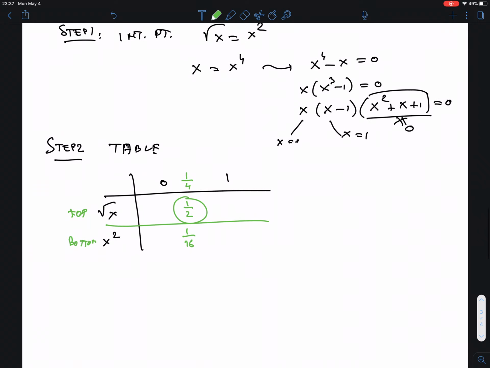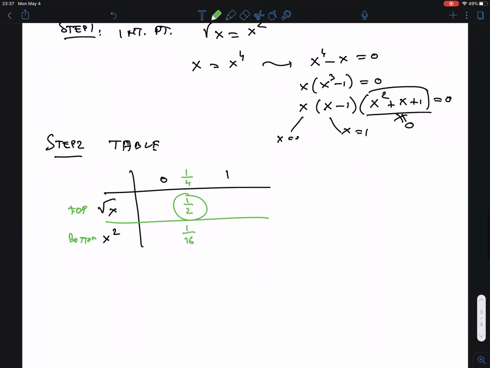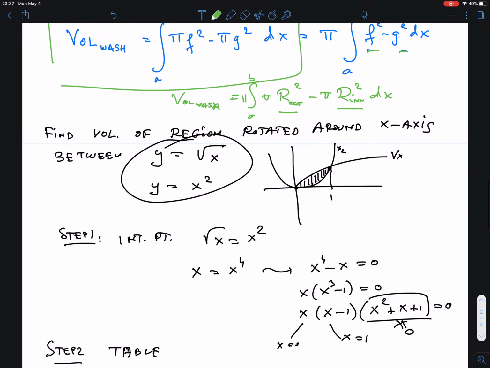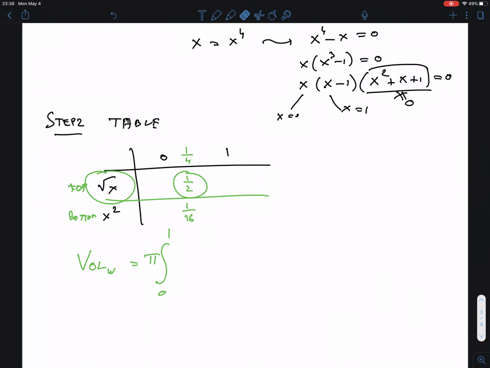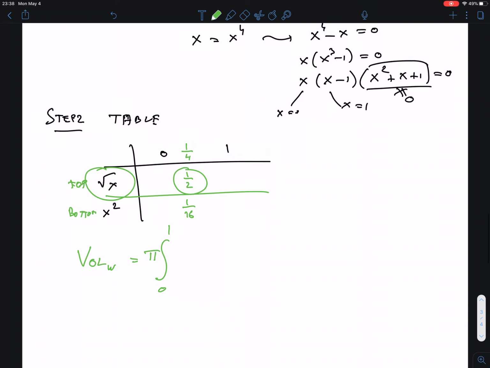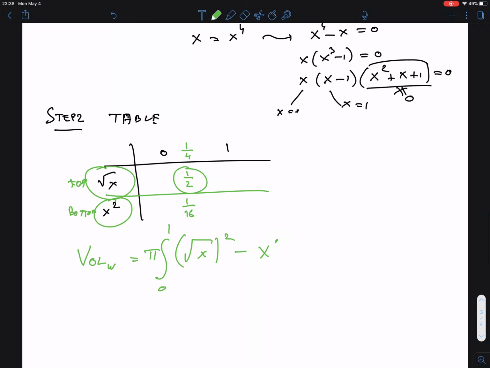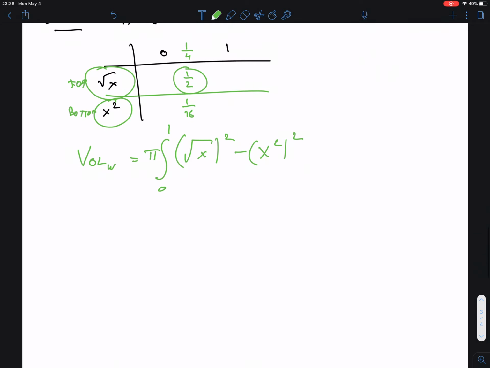Okay, so in our formula, let's copy the formula again. The formula says the volume of a washer, from 0 to 1, we can put the pi out here, then it doesn't distract us. We take the square of the outer one, which was radical x, so radical x squared, and subtract the square of this one, minus x squared dx. And that's it, we're done.